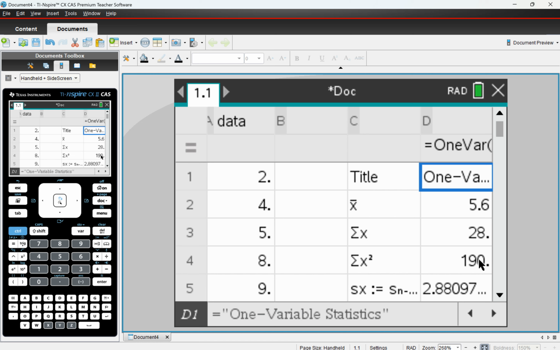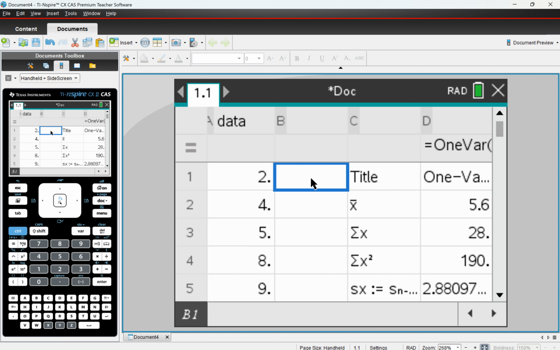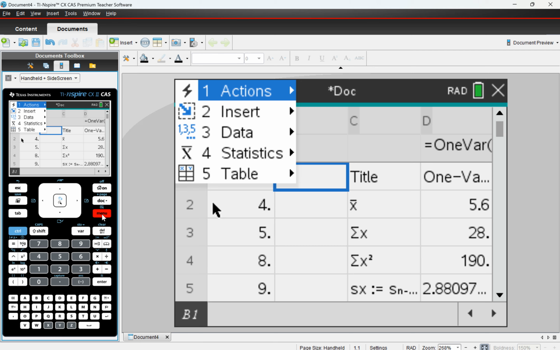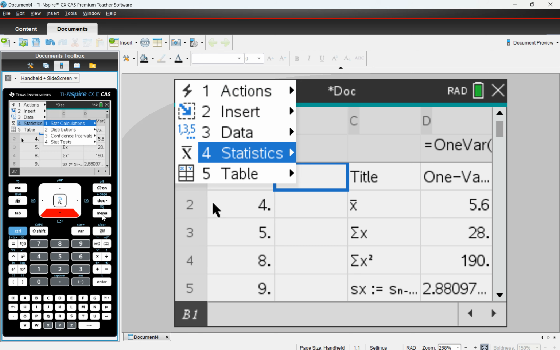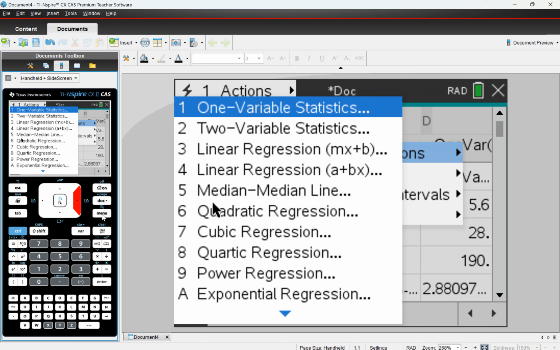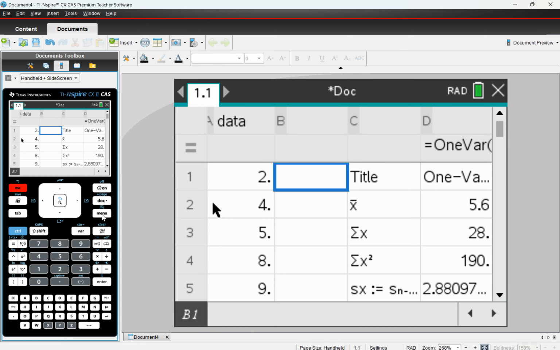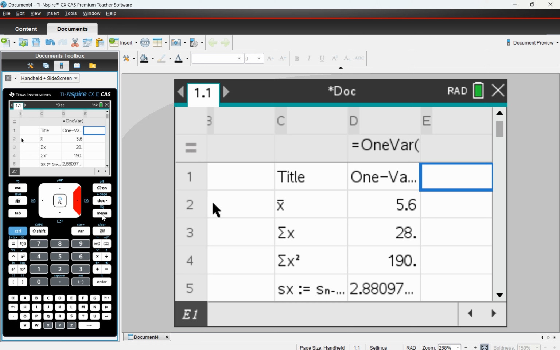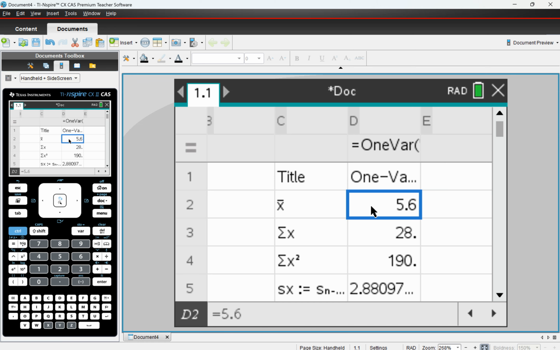Let me know once you're there. So how did I go through this again? I just clicked on B1. I went to menu, statistics, stat calculations, one variable statistics. Press OK, OK. Just make sure to choose the set of data from column A, which is data. And then you would have got this. Once you get this tab, can I get a show of hands who've got this table so far? Or at least that entry? Okay, so far so good. All right.